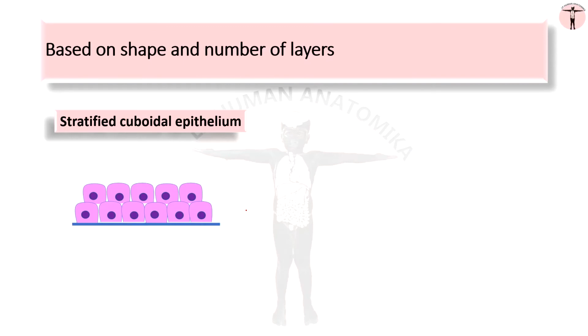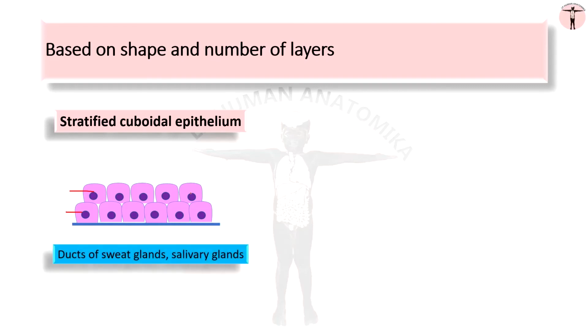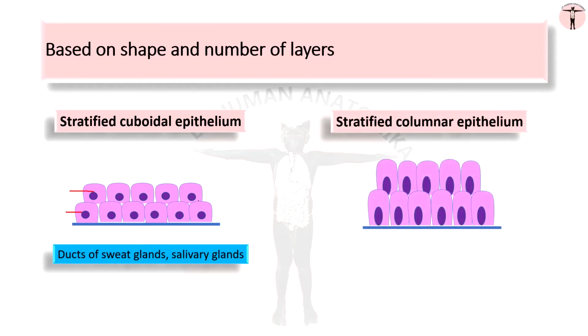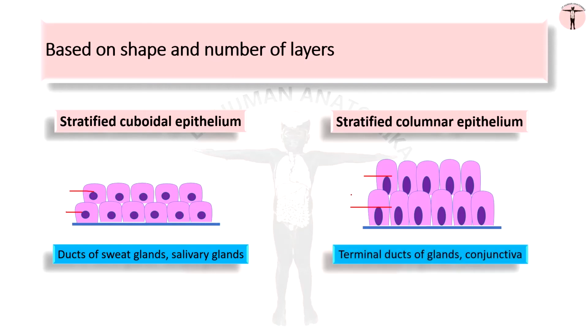Now coming to the second classification under stratified epithelium: stratified cuboidal epithelium. It is a two-layered epithelium formed by the cuboidal cells, and this is seen in the ducts of some glands like sweat and salivary glands. Now, stratified columnar epithelium also has two layers, formed by the columnar cells, and this is seen in terminal ducts of glands and conjunctiva.